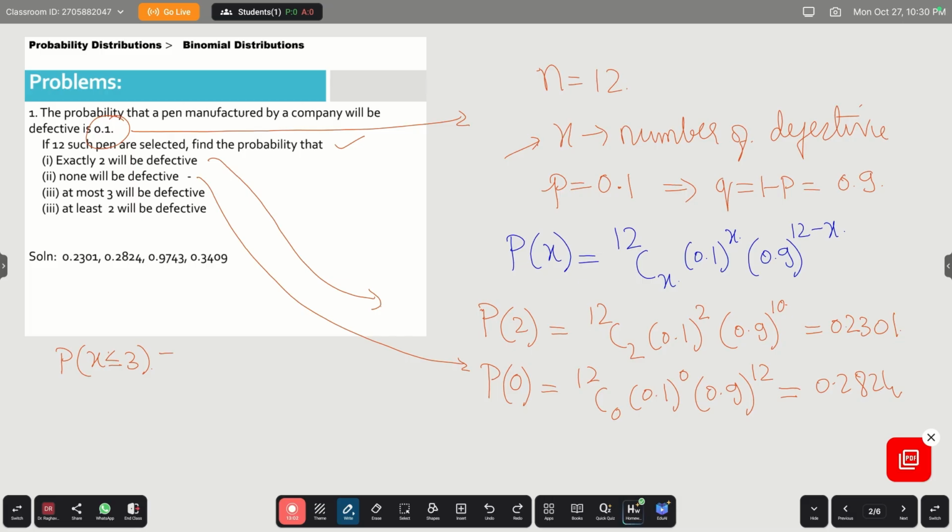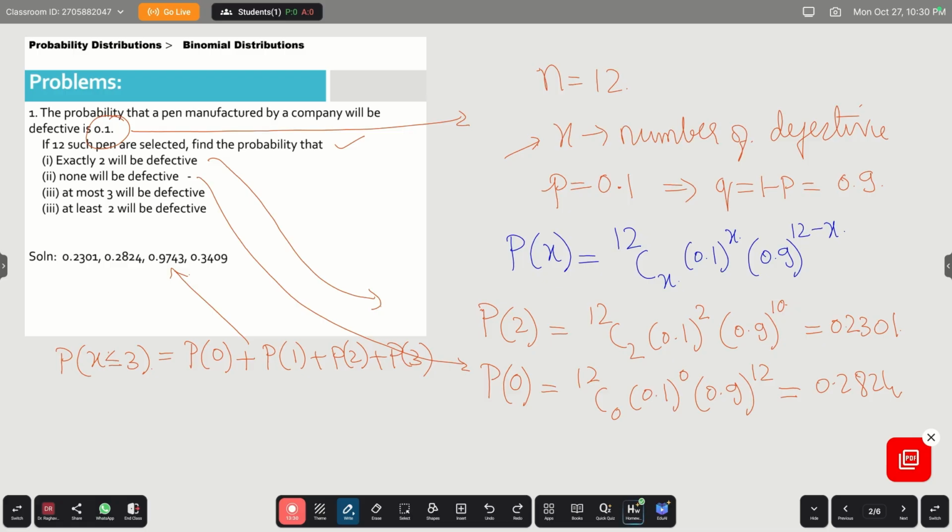So probability of x less than or equal to 3 means there can be 0, because x values that are less than 3. P of 0 plus P of 1 plus P of 2 plus P of 3. So all the 4 probabilities you can calculate separately and you can add them one by one, and its answer will be 0.9743. And the last question, at least 2 will be defective.